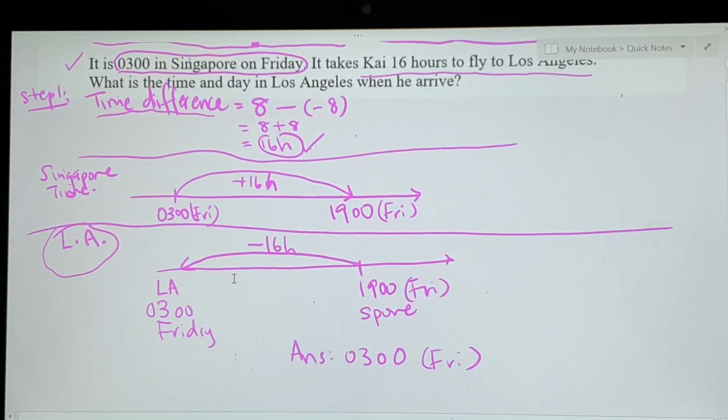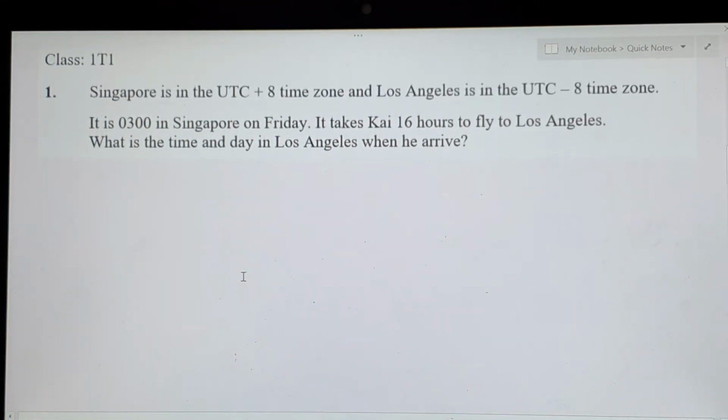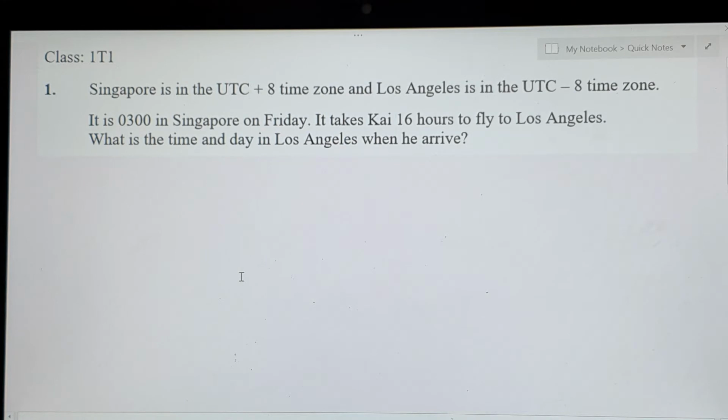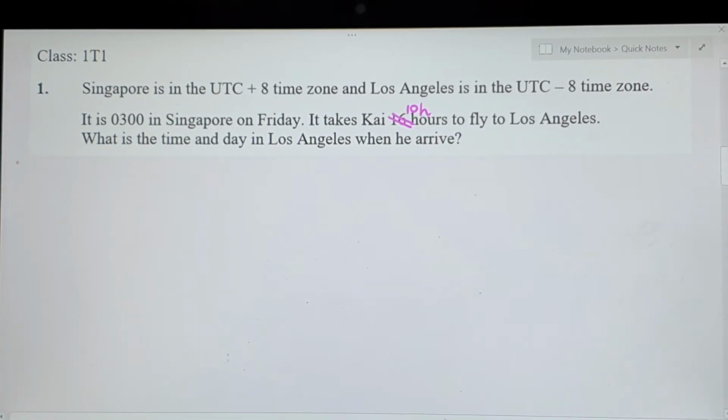Now I changed the question a little bit. It's the same old story here, but I change a little bit. Let's say it takes Kai 10 hours. Okay, the rest are all the same to fly to Los Angeles. So let's recap. What is step 1?